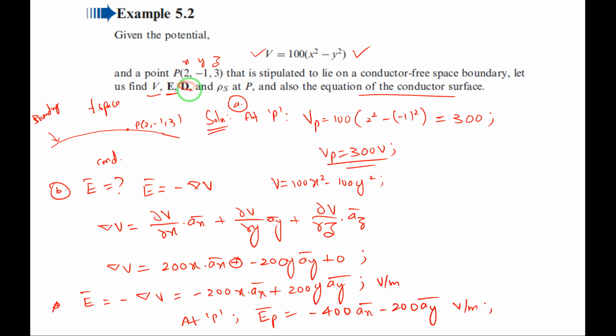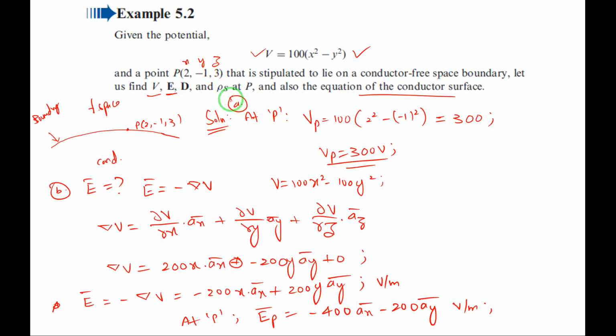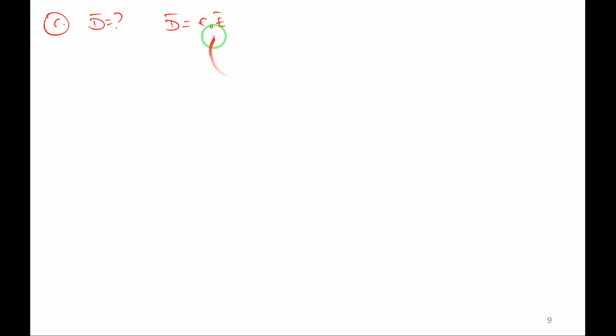Part B is over. Next, part C. Find out D vector. So D equal to epsilon naught E. Is it fine? Okay. D equal to epsilon naught E. So already let us find out at point P only. At point P, D at point P is equal to epsilon naught E at point P.